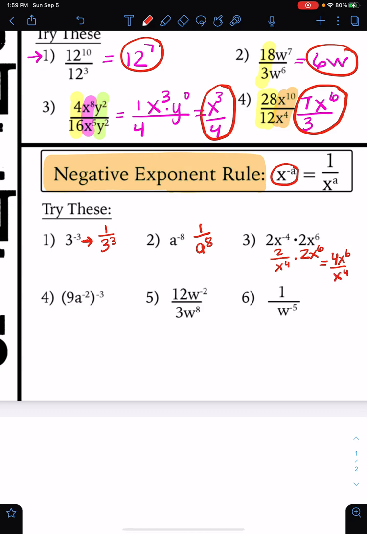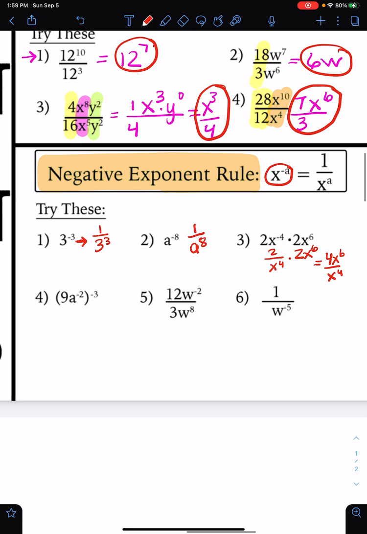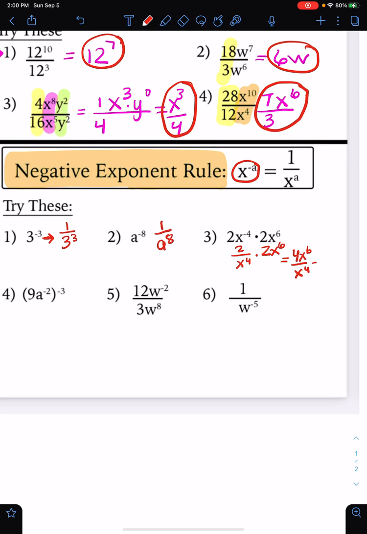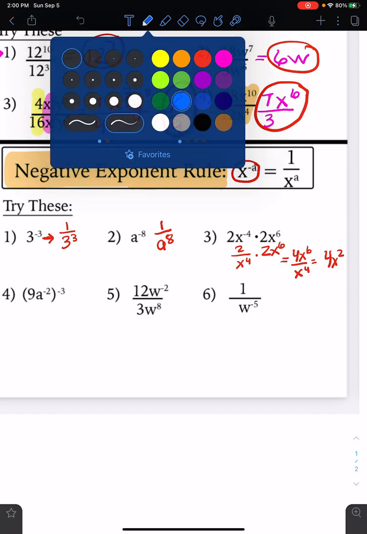We can simplify this even more. X to the 6th over x to the 4th, we could subtract those exponents to get x squared. So our final answer could be 4x squared. Or while I was working that out, I was thinking to myself, gosh, you're doing that the hard way.